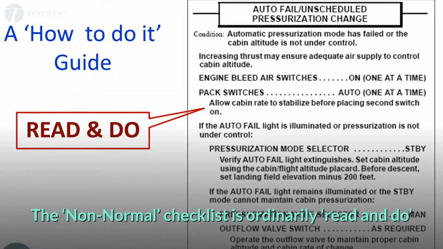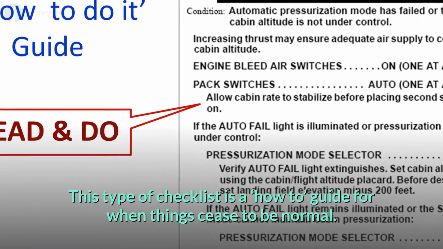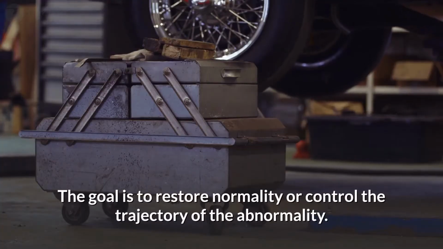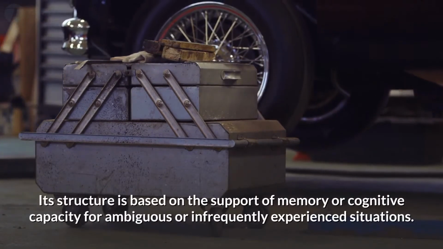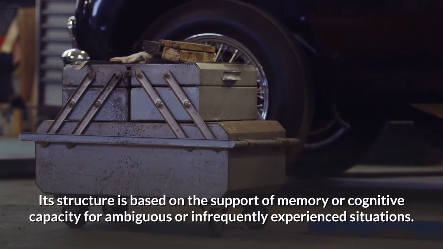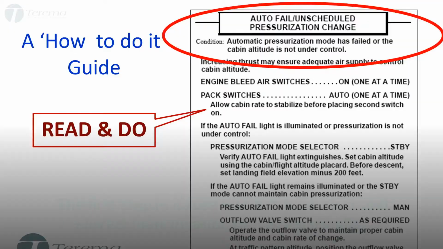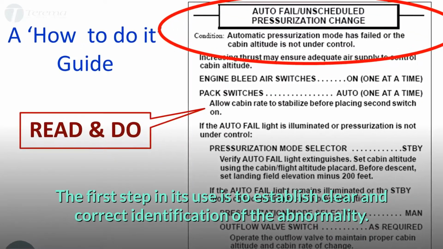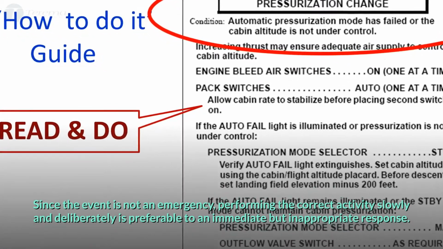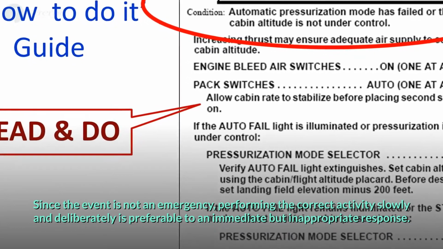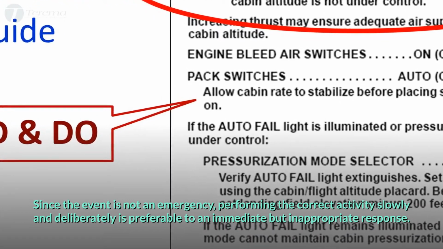The non-normal checklist is ordinarily read and do. This type of checklist is a how-to guide for when things cease to be normal. The goal is to restore normality or to control the trajectory of the abnormality. Its structure is based on the support of memory or cognitive capacity for ambiguous or infrequently experienced situations. The first step in its use is to establish clear and correct identification of the abnormality. Since the event is not an emergency, performing the correct activity slowly and deliberately is preferable to an immediate but inappropriate response.